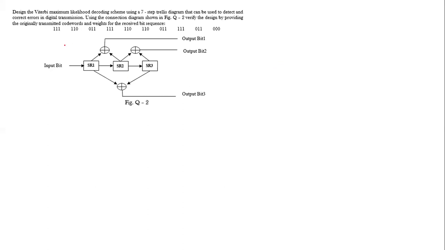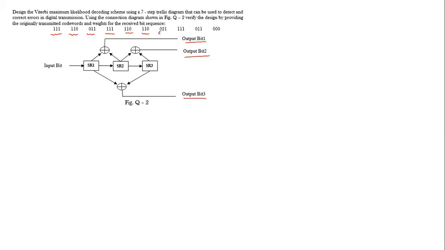So from this, we could develop the input-output relationship, because here we have output bit 1, output bit 2, then output bit 3. So it means that this connection diagram, when fed with an input, is going to give us 3 bits as the output. Hence, we have all of these code words, 3-bit code words, right?